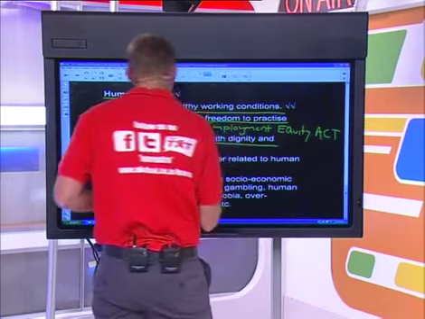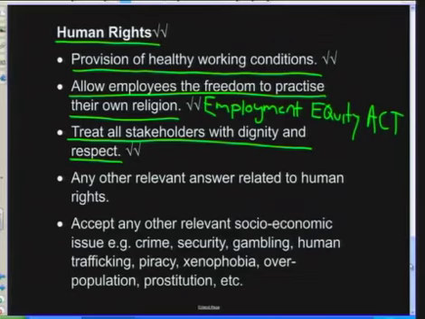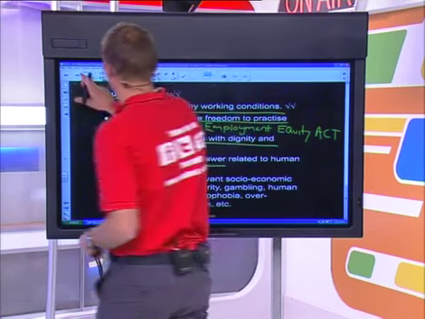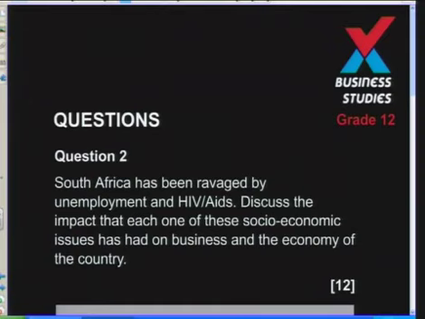Right, and then as well, any other relevant answers. So if you can back up your answer and make it relevant to what the question is asking from you, then you should get the marks there. All right, let's go on to our next question here.